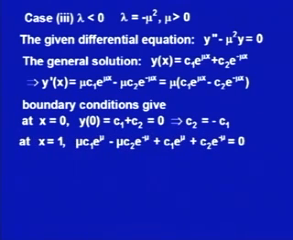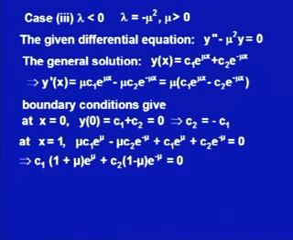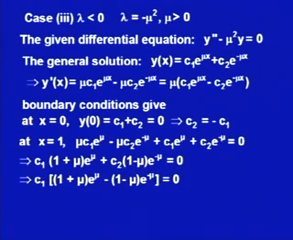for y at 1 and y dash at 1 we would get mu c 1 e to the power mu minus mu c 2 e to the power minus mu plus c 1 e to the power mu plus c 2 e to the power minus mu is equal to 0, which we simplify to get c 1 times 1 plus mu e to the power mu plus c 2 times 1 minus mu e to the power minus mu is equal to 0. If we try to solve this equation, with c 2 equal to minus c 1, I would get c 1 times 1 plus mu e to the power mu minus 1 minus mu e to the power minus mu is equal to 0.